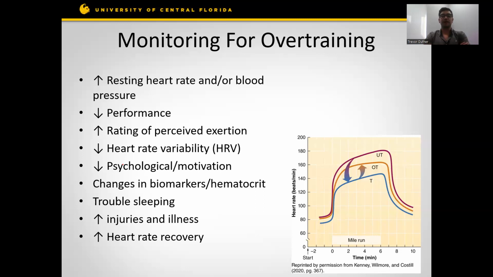As well as overtraining, you see psychological motivation go down. I remember when I was going through my overtraining period, I began to actually hate going to the gym. I loved it. It was super fun my freshman year. I was seeing these gains. I was enjoying seeing the friends.